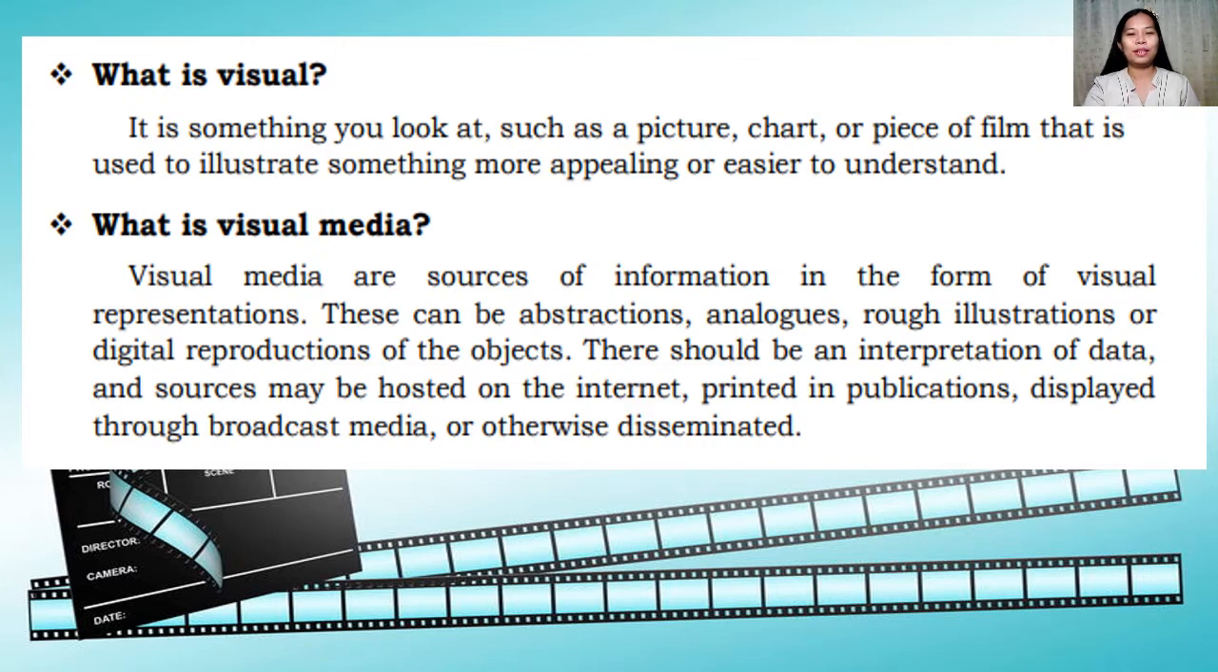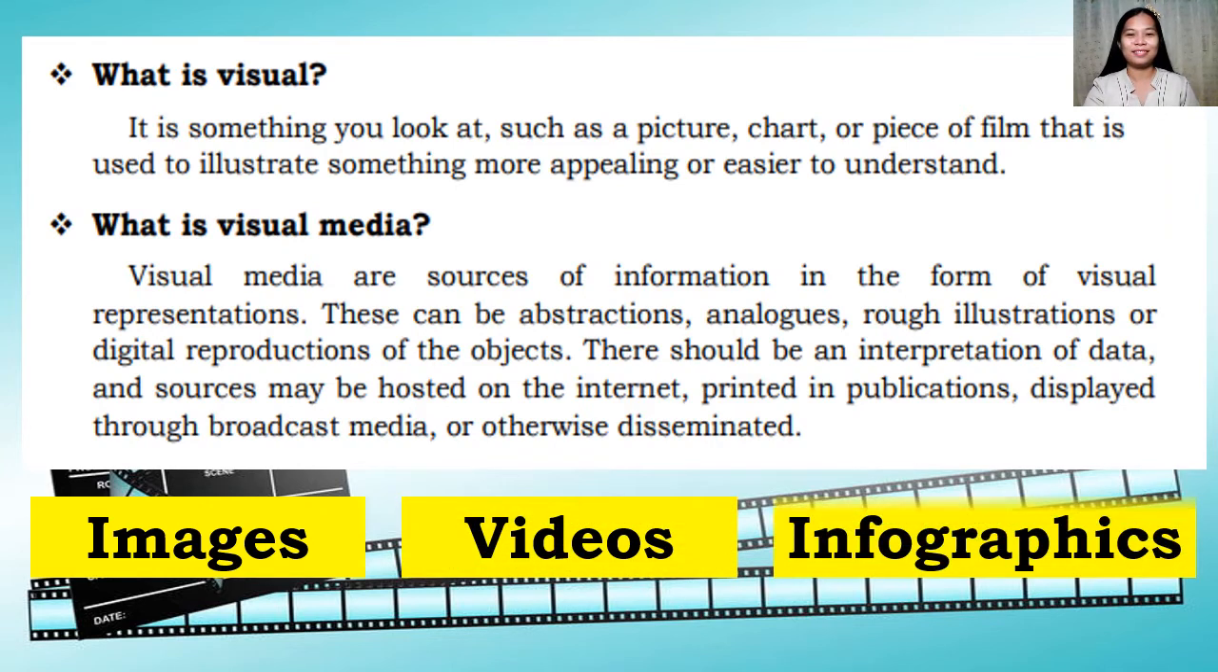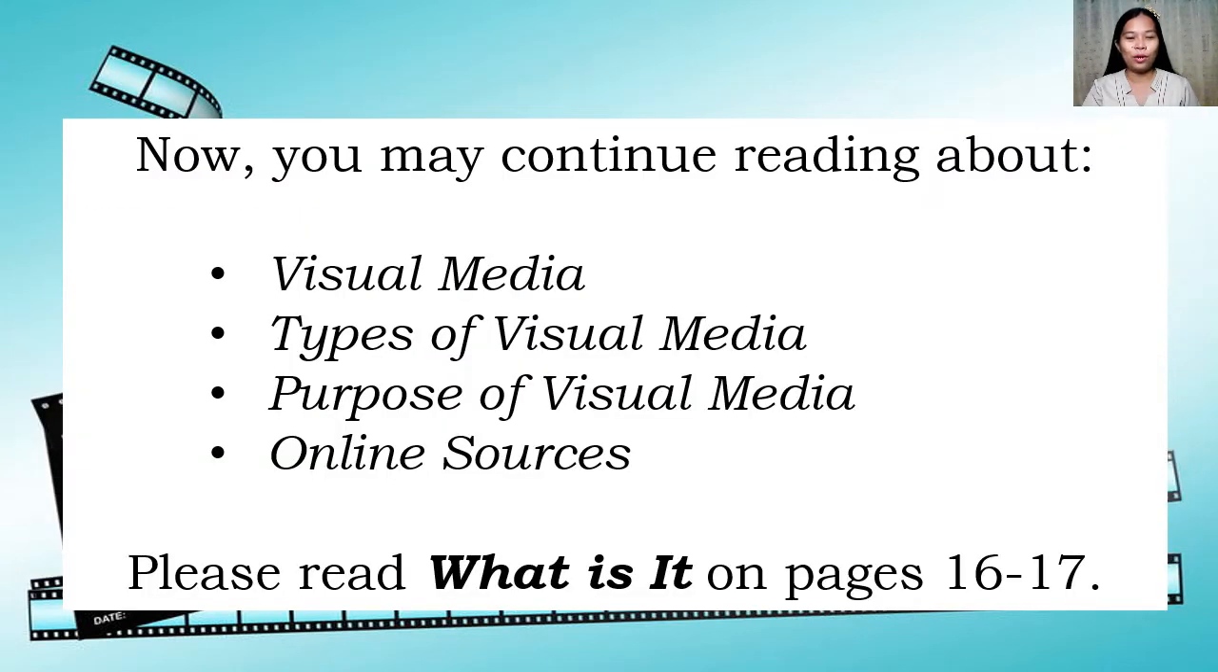And there are actually three common types of visual media, which are images, videos, and infographics. Now, you may continue reading about visual media, types of visual media, which I mentioned earlier, the images, videos, and infographics, then purpose of visual media, and online sources.